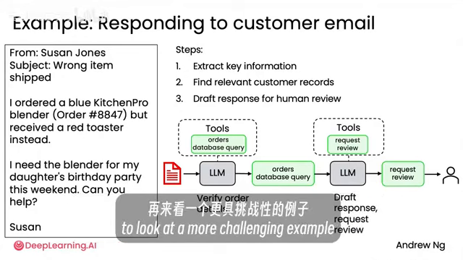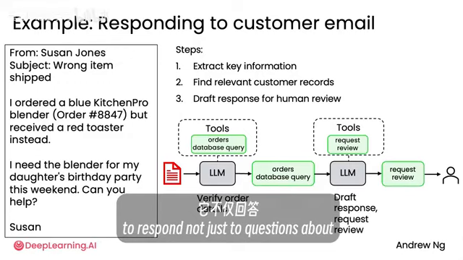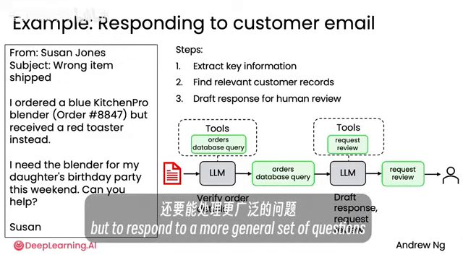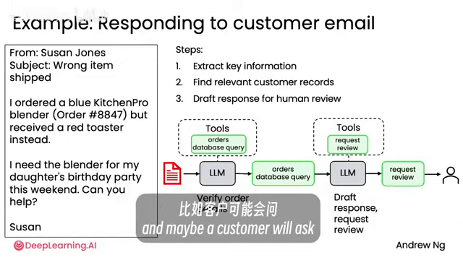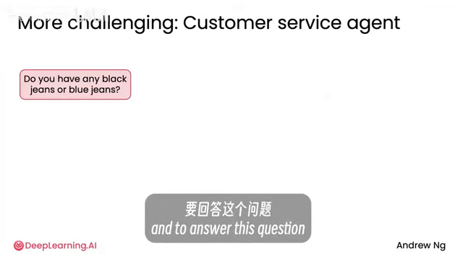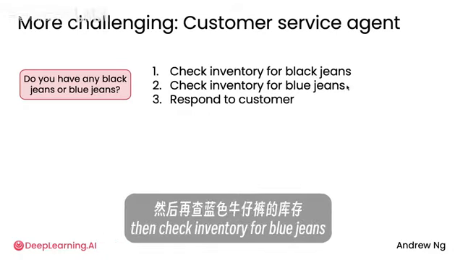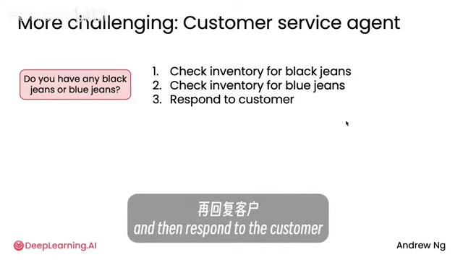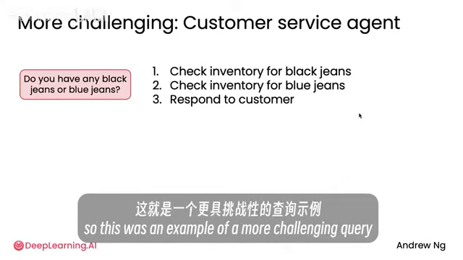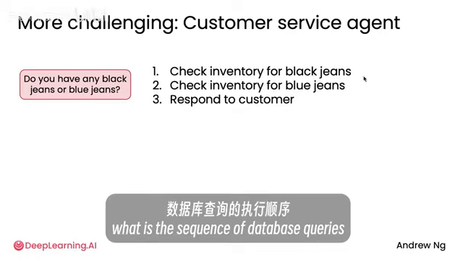To look at a more challenging example, if you want to build a customer service agent to respond not just to questions about an order they placed, but to respond to a more general set of questions, anything a customer may ask. And maybe the customer will ask, do you have any black jeans or blue jeans? And to answer this question, you need to maybe make multiple API calls to your database to first check the inventory for black jeans, then check inventory for blue jeans, and then respond to the customer. So this is an example of a more challenging query where, given a user input, you actually have to plan out what is the sequence of database queries to check for inventory.